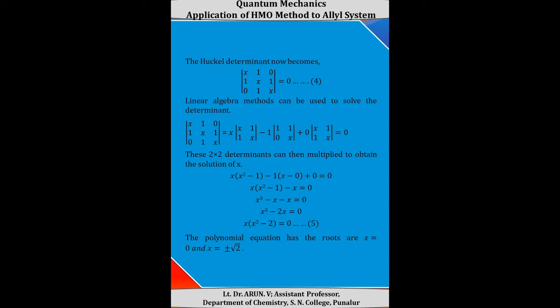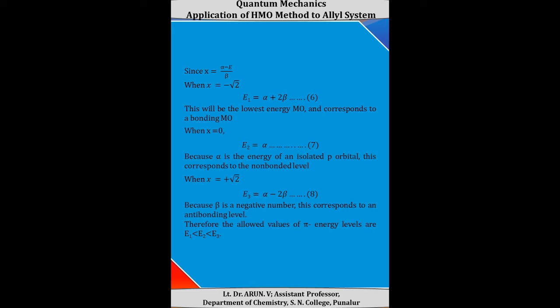Therefore, by multiplying out these 2 by 2 determinants, we get the solution of x. By solving these 2 by 2 determinants, we get a polynomial, x cubed minus 2x, that is equal to 0. This polynomial equation has three roots, that is x is equal to 0 or x is equal to plus or minus root 2.